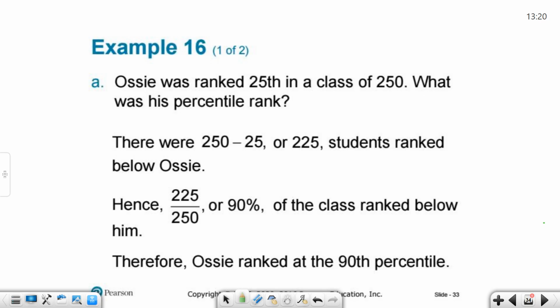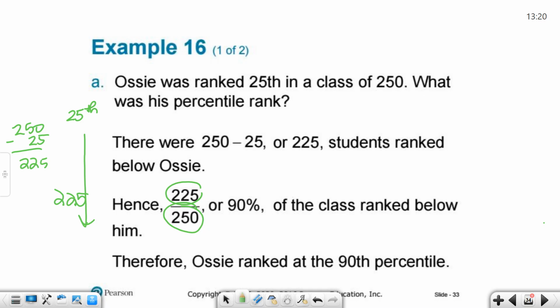So if I talk about Aussie here, she was ranked 25th in her class of 250. What is his percentile rank? So if he was 25th in his class, that means that 250 minus 25, so 225 people are below him. Okay, so you would take 225 and put it over 250, and so that would be 90%. So Aussie was in the 90th percentile.